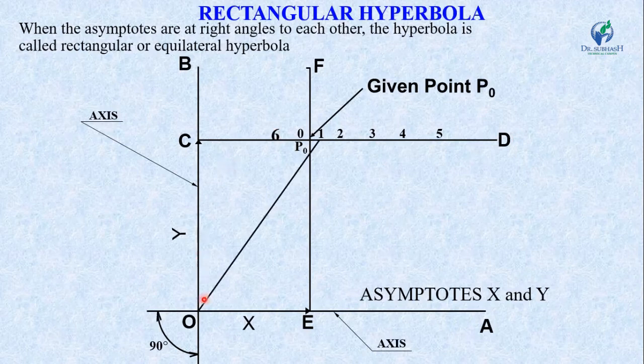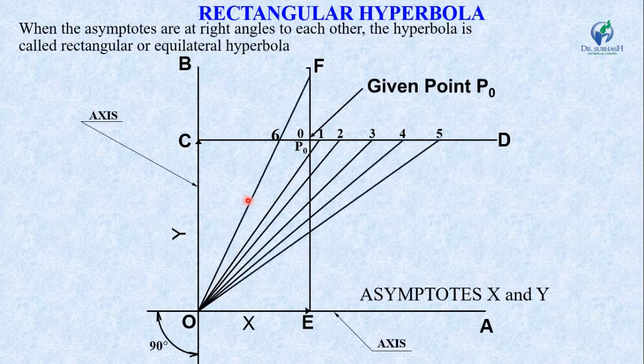Now join the origin O with 1, 2, 3, 4, 5, and 6. Similarly, the intersection points with the axis EF are 1 dash, 2 dash, 3 dash, 4 dash, 5 dash, and here is 6 dash. Now from point 1 dash draw a horizontal line, and from point 1 draw a vertical line, and this intersection point is point P1.